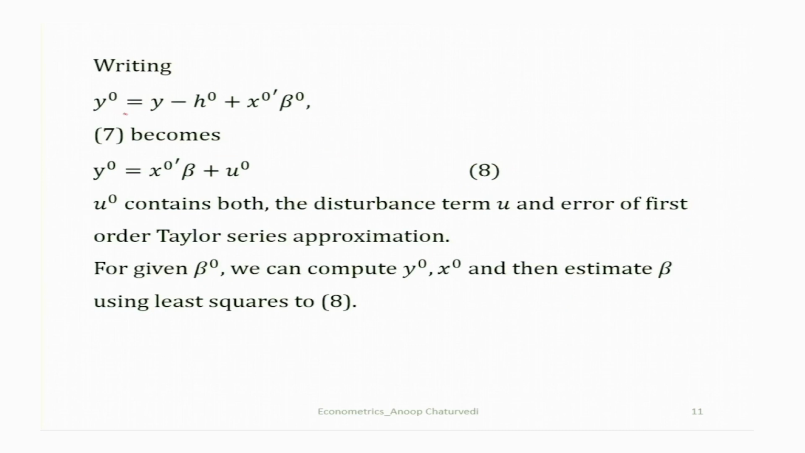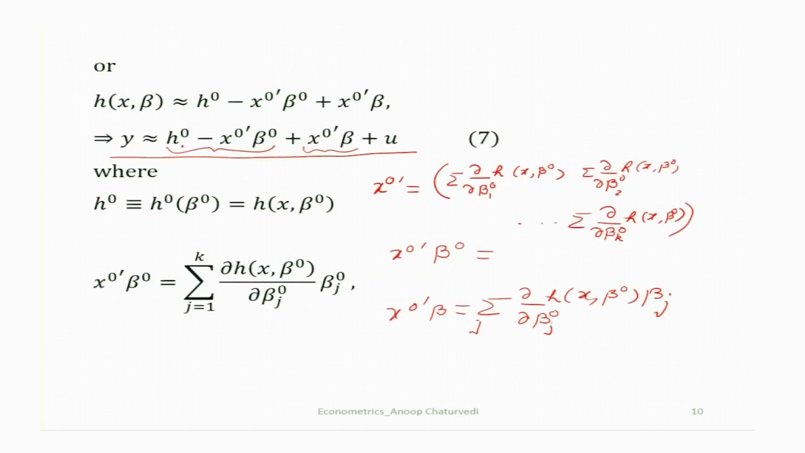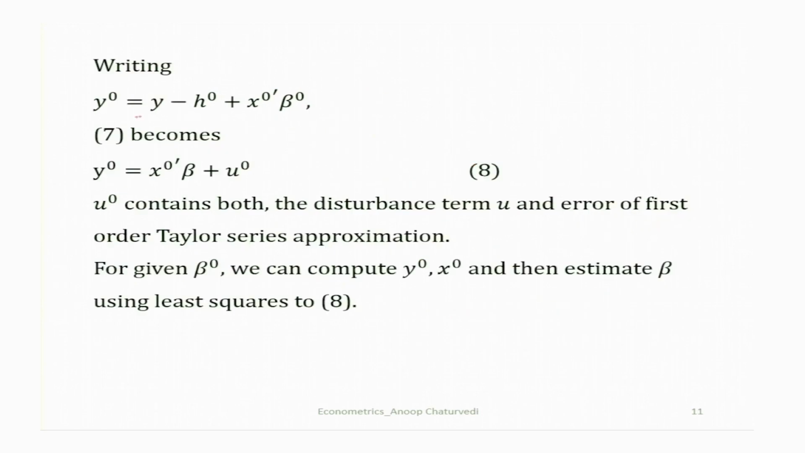Now, you write y naught equal to y minus h naught plus x naught transpose beta naught. Then 7 becomes y naught equal to x naught transpose beta plus u naught. In equation 7, we have taken h naught and minus x naught transpose beta naught towards the left hand side. So, you get y minus h naught plus x naught transpose beta naught equal to x naught transpose beta plus u, and then we are writing y naught equal to y minus h naught plus x naught transpose beta naught. So, you get this model 8.